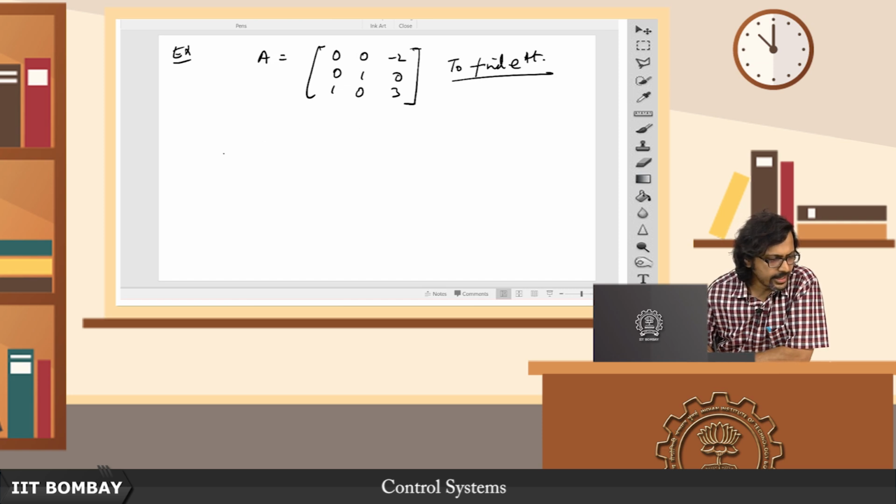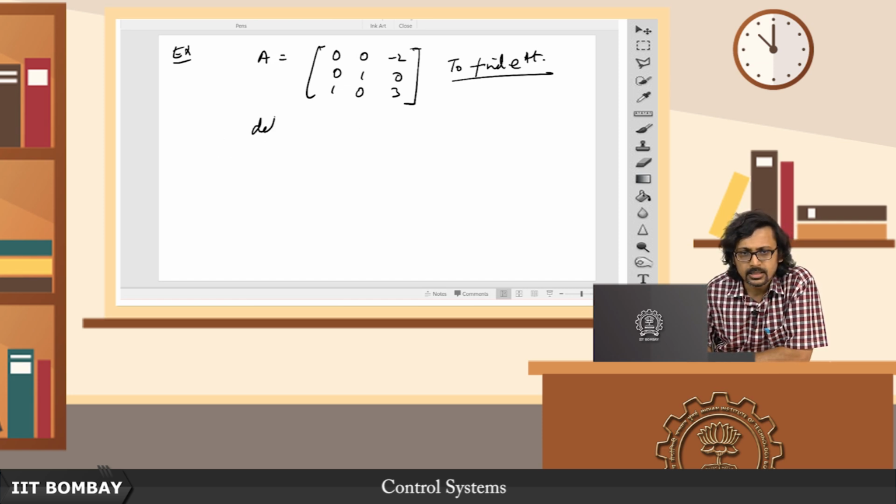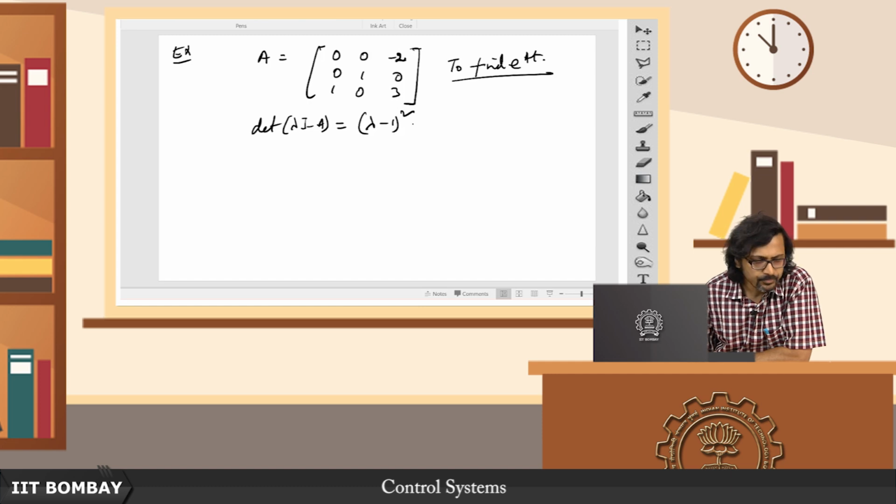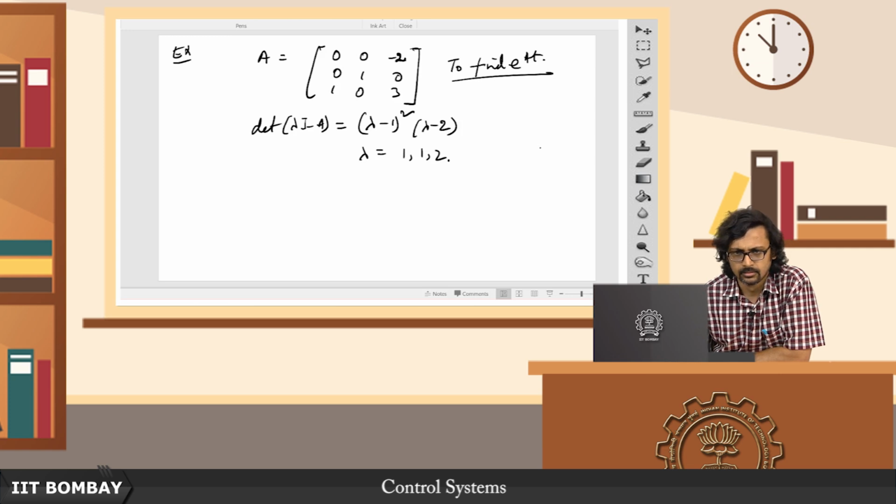A quick check will tell you that the determinant of lambda I minus A is equal to, I have already worked it out, so I am not going to do that calculation here, I am just going to write it down explicitly. It is going to be lambda minus 1 whole squared into lambda minus 2. So clearly the lambdas are 1, 1 and 2.